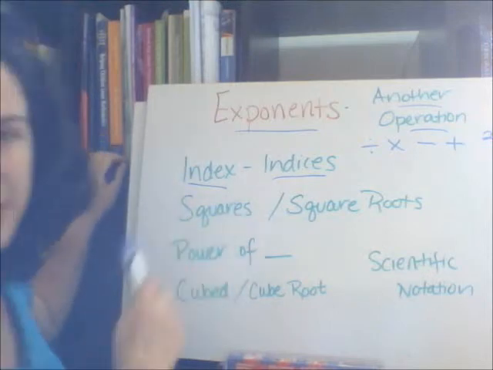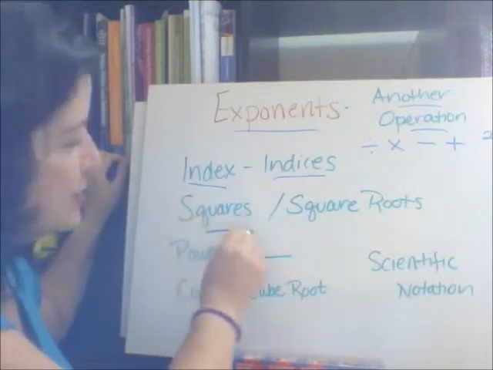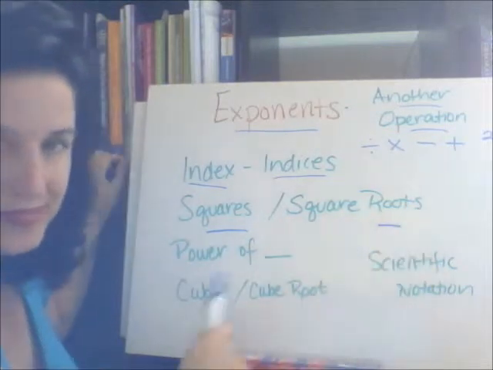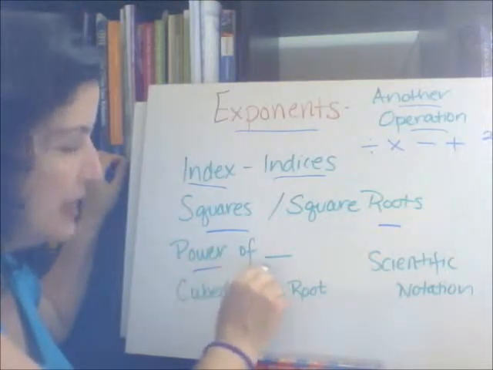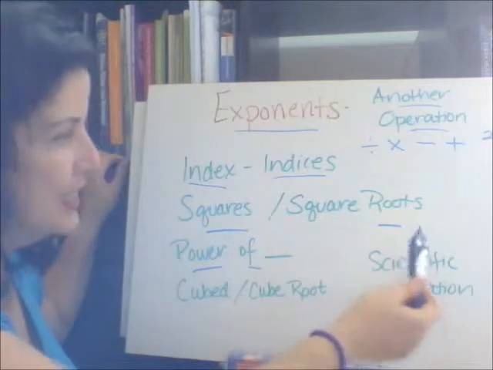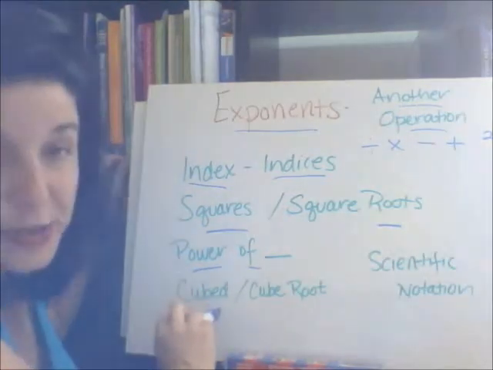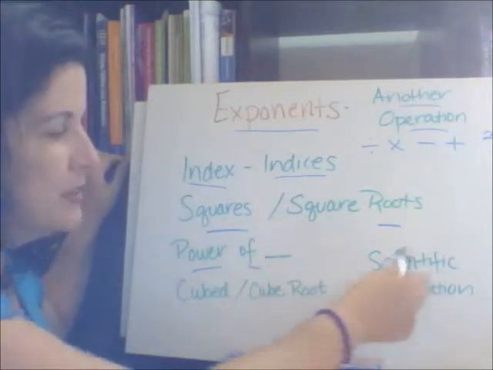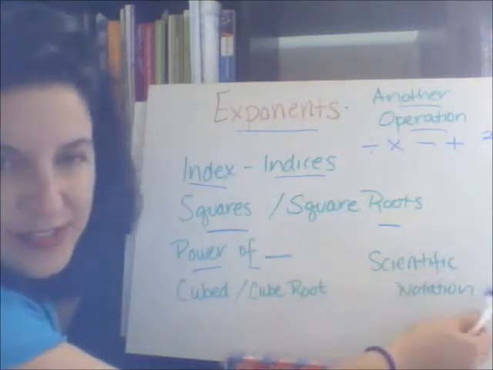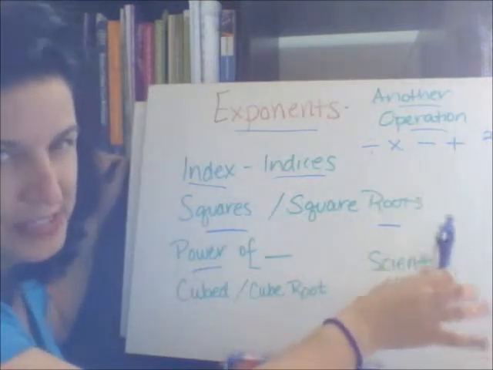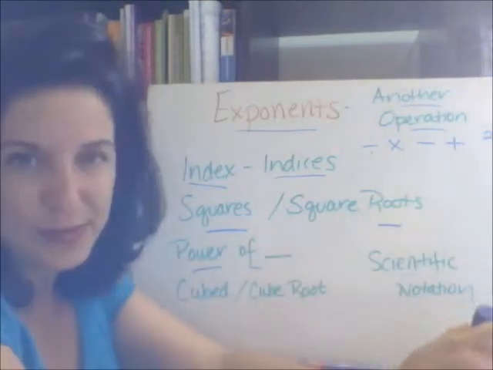Some other words that are related to exponents are squares or squaring. Square roots is sort of the opposite of squaring. They might say the power of something, so the power of 2 or the power of 3. I'll show you. Or cubing something, or cube roots. Sometimes you also see this term scientific notation, which I will explain a little bit further because it's a little bit different, but very much related to exponents.